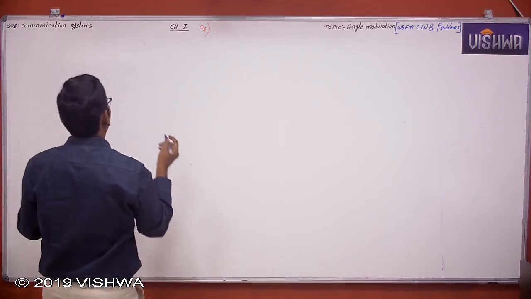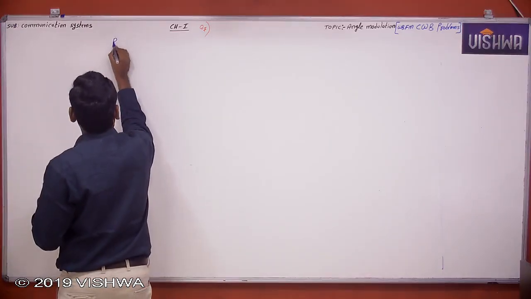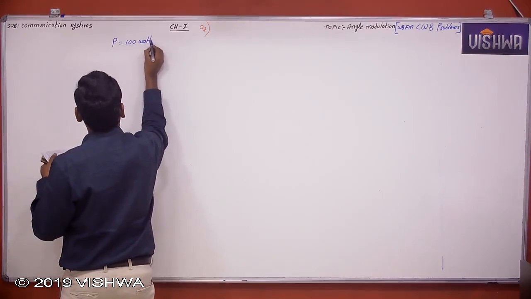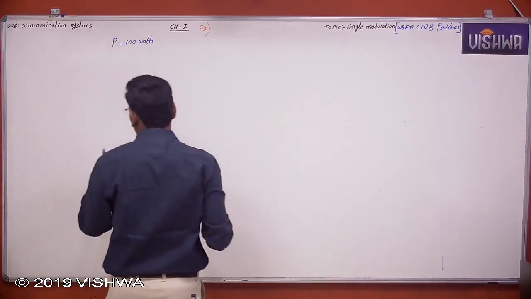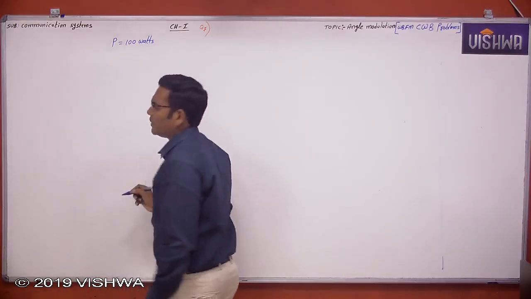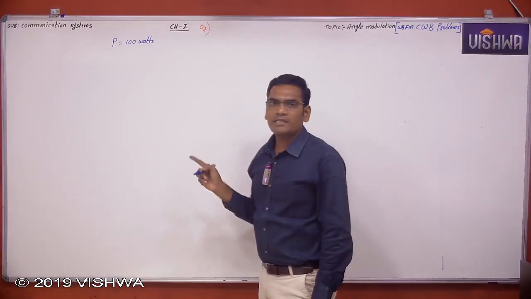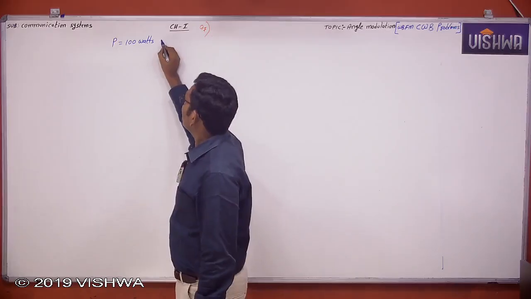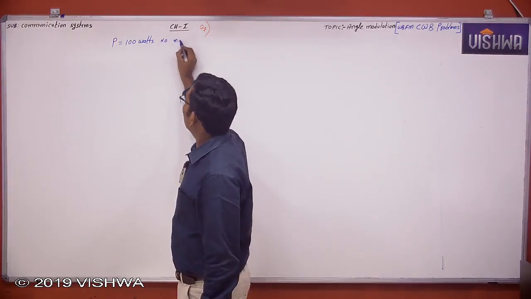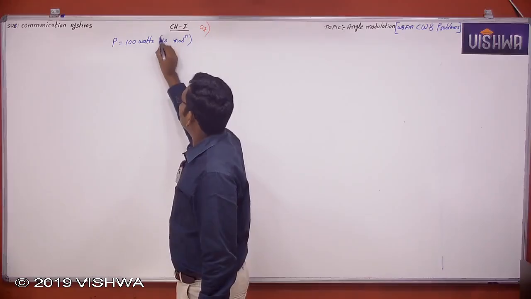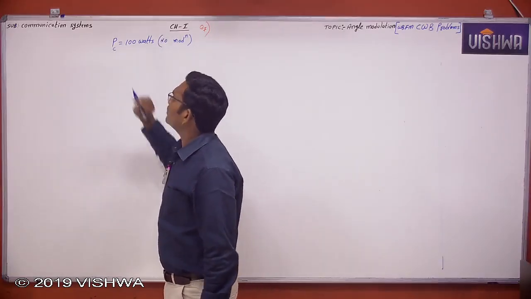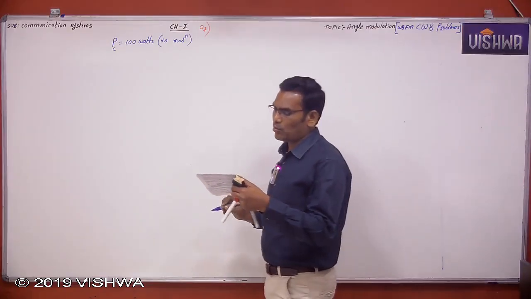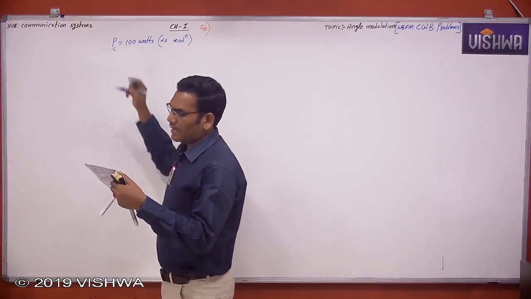An AM transmitter radiates 100 watts when no modulation is present. There is no modulation, which means this power is nothing but the unmodulated carrier power.